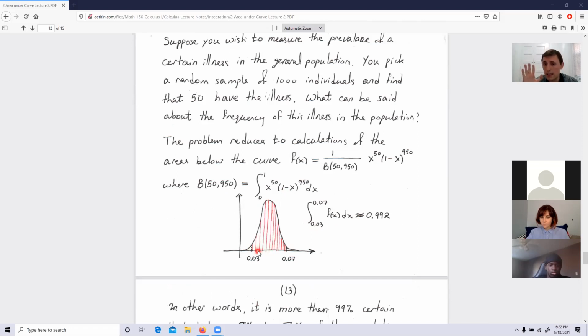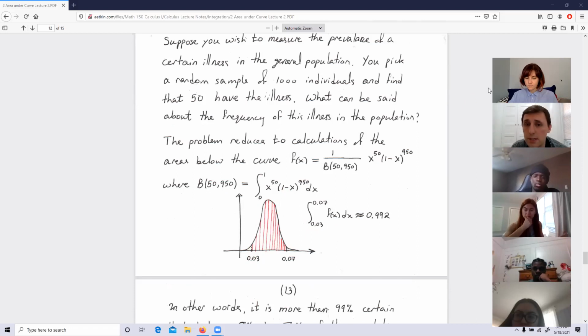I can be certain with 99% confidence that the disease is anywhere between 3% of the population being ill to 7% of the population being ill. You understand? I am 99% confident that the disease is between 3% to 7% prevalent in the population. If I take a bigger sample, I can increase my certainty. You follow?